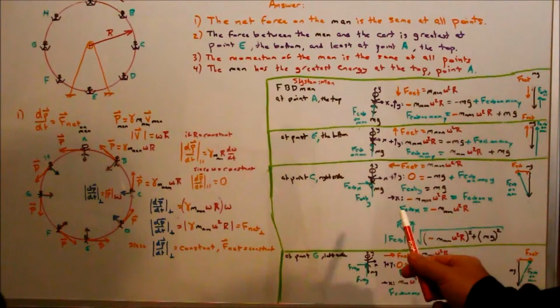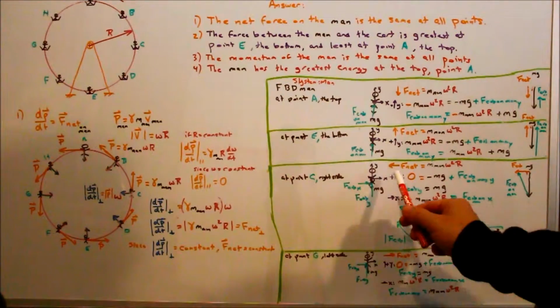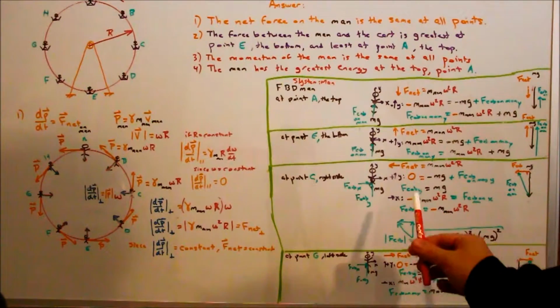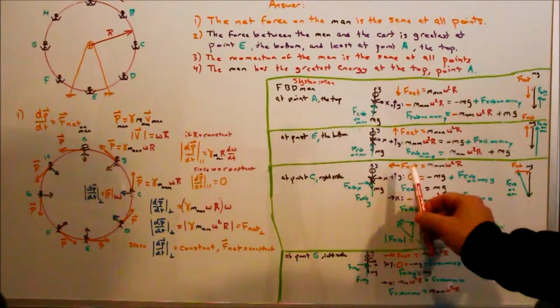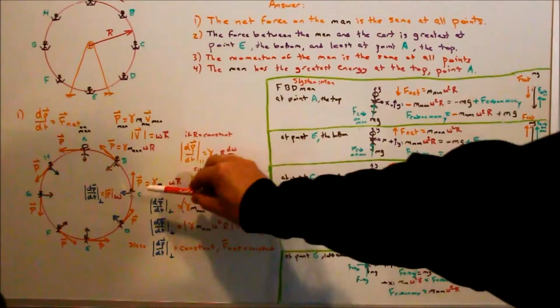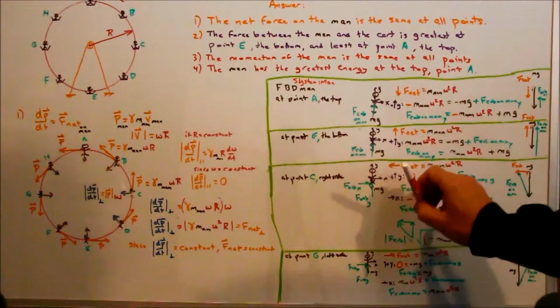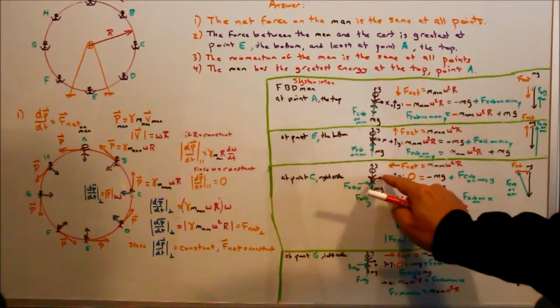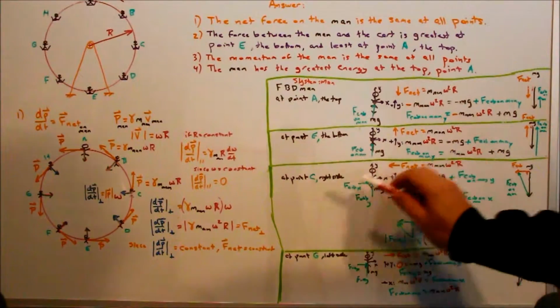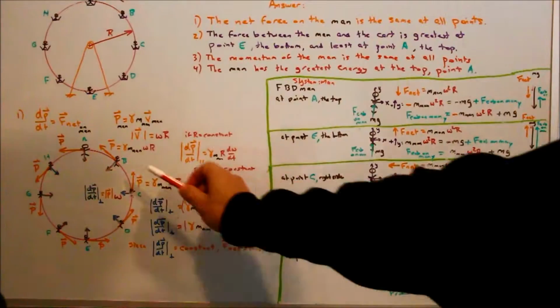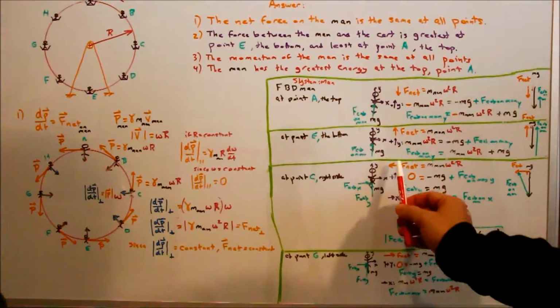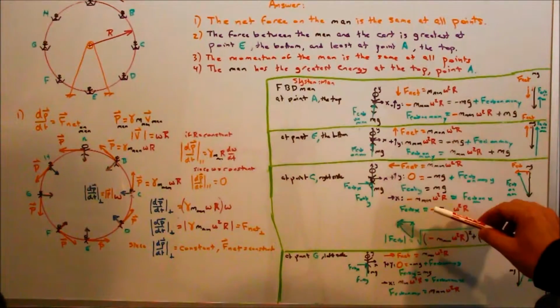At point C, if I again draw my free body diagram of the man, I know at this moment in time my dp/dt only has a minus x term, if I call this x and y. And there is no net dp/dt at this moment in the y direction. So my net force only acts in this direction.